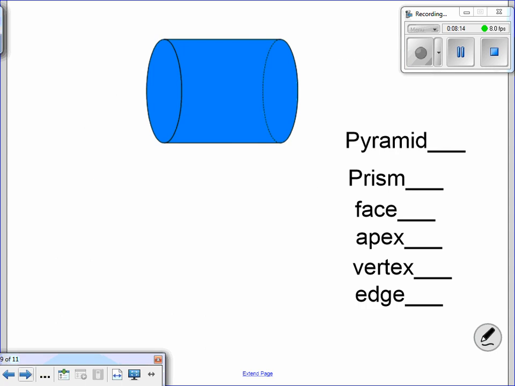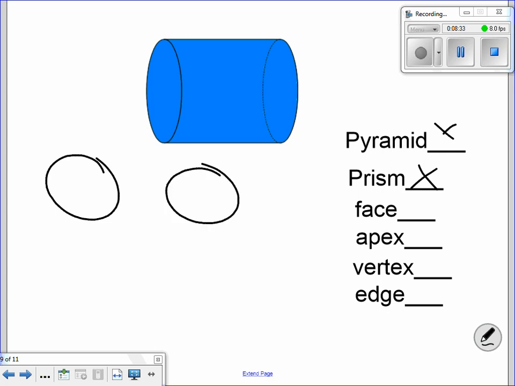Now, a cylinder is a little different. I want you to watch very closely here. A cylinder is not a pyramid. It's not a prism. It does have faces to it, though. Okay? We're going to break apart this really quickly here. I have a top face. I have a bottom face.